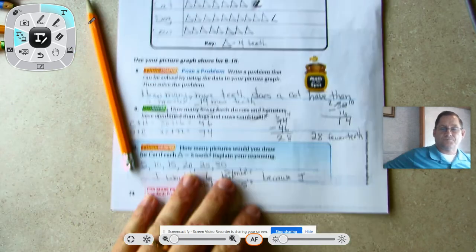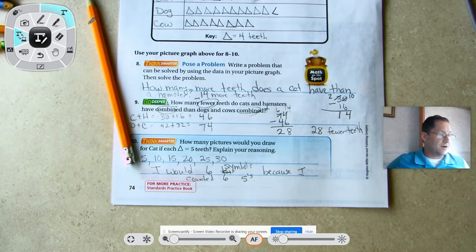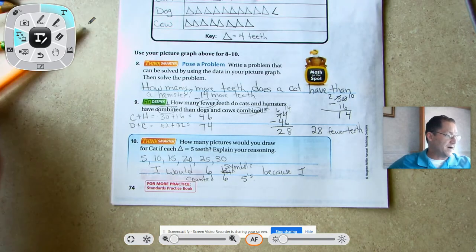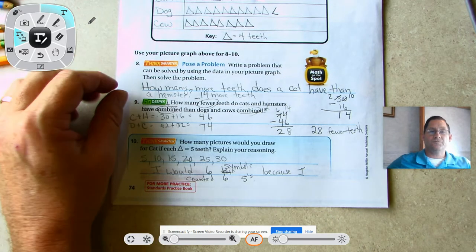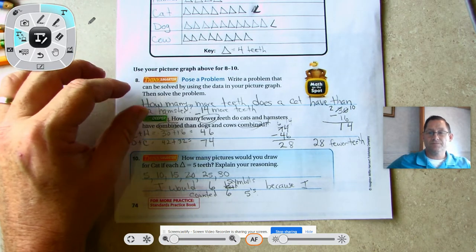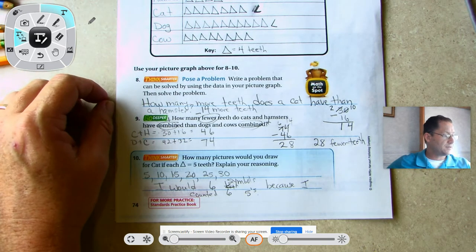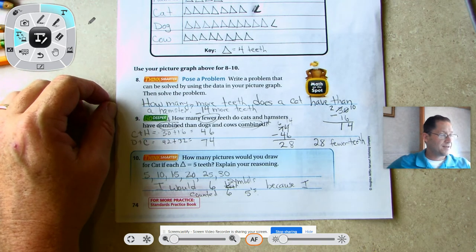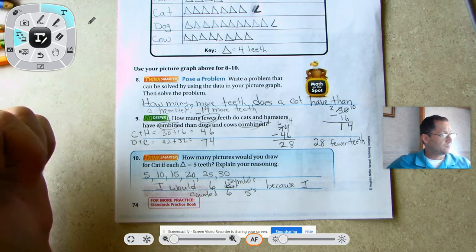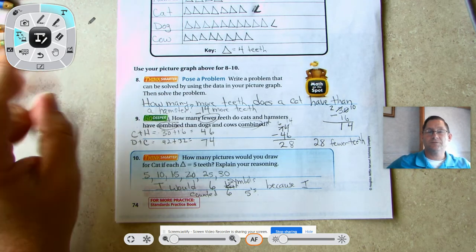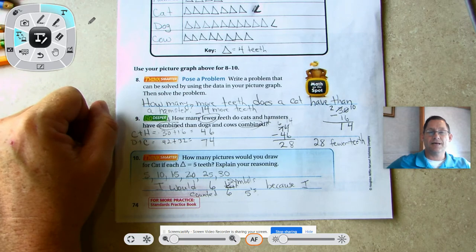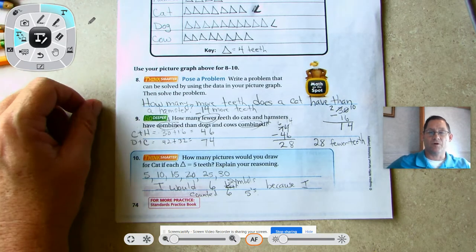Okay, so that's it for today's lesson on drawing picture graphs. Tomorrow we'll be doing our mid-chapter review. So do the independent work online in 2.3, and I will go over tomorrow's mid-chapter review with you tomorrow.